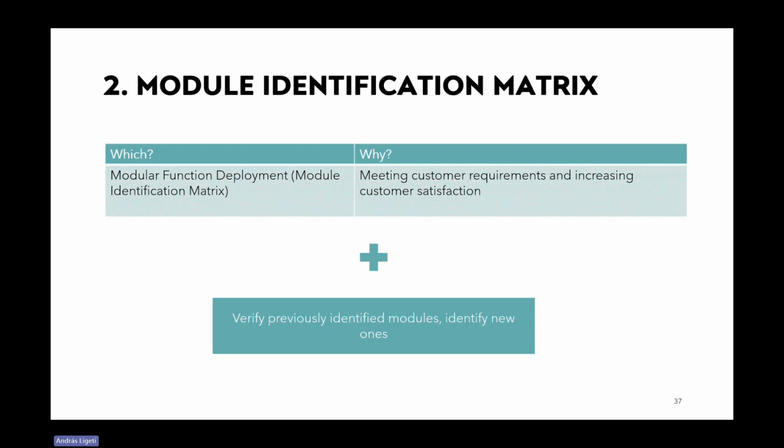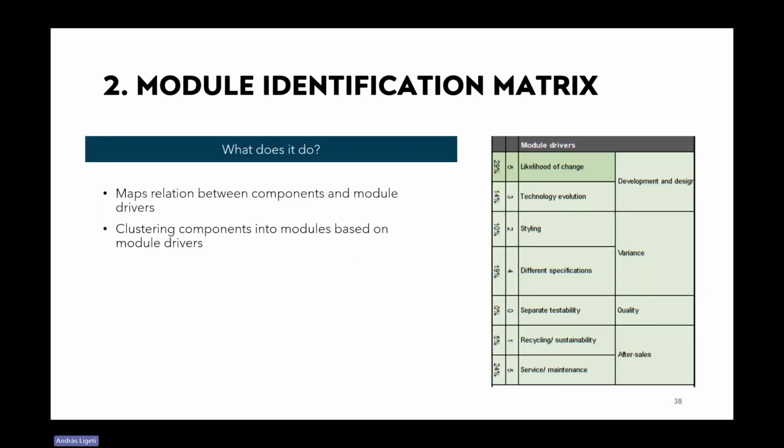So the second tool that we decided to use was modular function deployment, and in that the module identification matrix, again because we wanted to meet the customer requirements and increase customer satisfaction. It was also a question if it's going to give us the same results as the previous tool, or maybe different results. Maybe we'll identify new modules or not. We were curious what kind of results we are going to get by using this tool. So in the next slide, I'll introduce what we have done exactly.